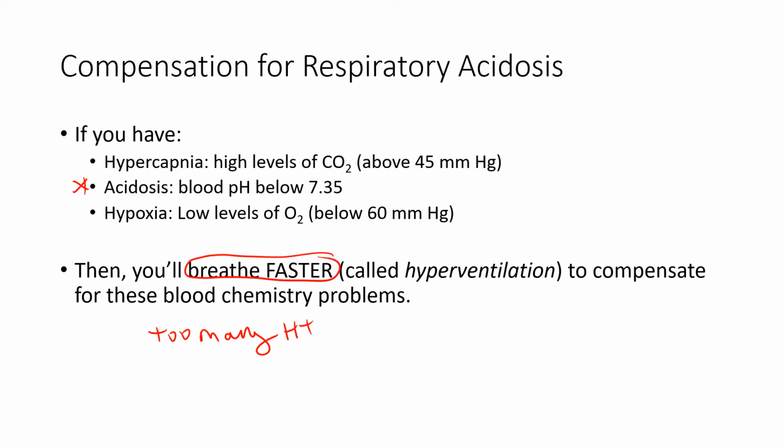So if you have ketoacidosis, how does breathing faster help your problem? What are you exhaling more of? Well, you exhale out more CO2. That's kind of the same as breathing out more hydrogen. And if you get rid of those hydrogens, then your pH will come back up to where it's supposed to be, between 7.35 and 7.45.